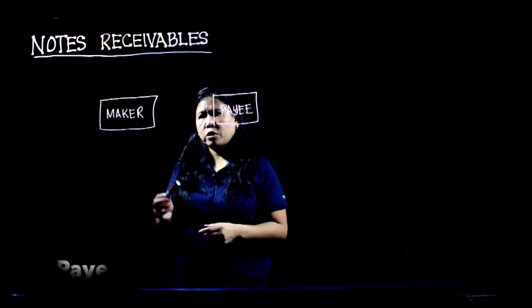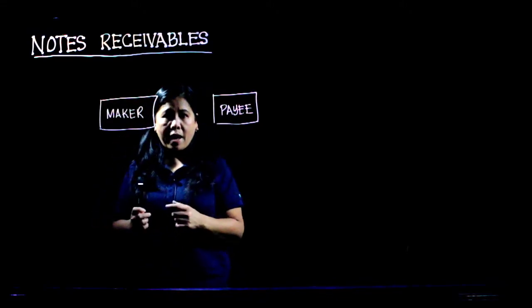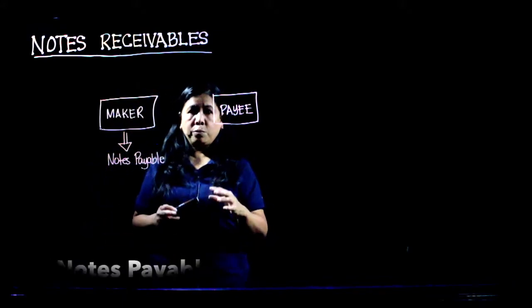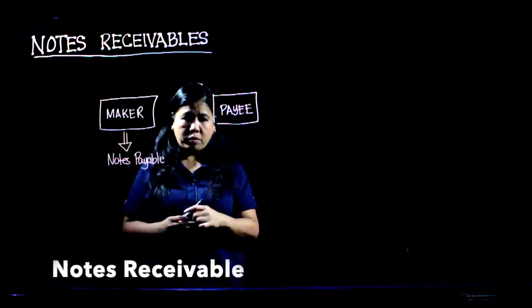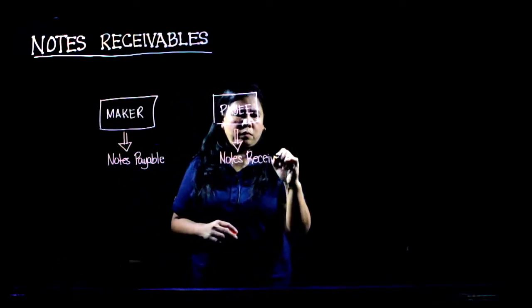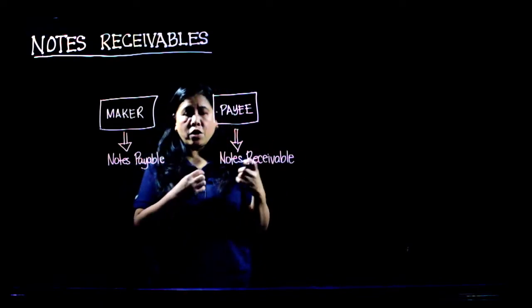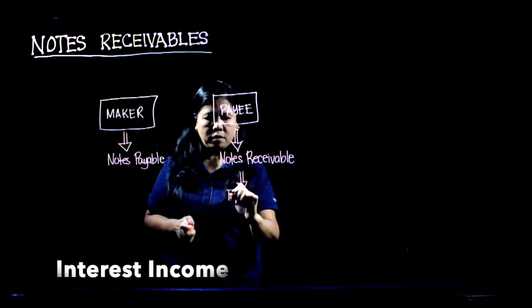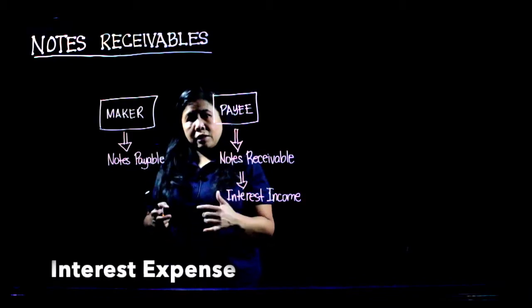The maker promises to pay another person called the payee. On the books of the maker, the promissory note is recorded as notes payable. On the books of the payee, it is recorded as notes receivable. The payee earns an interest income from this promissory note, while the maker incurs an interest expense.